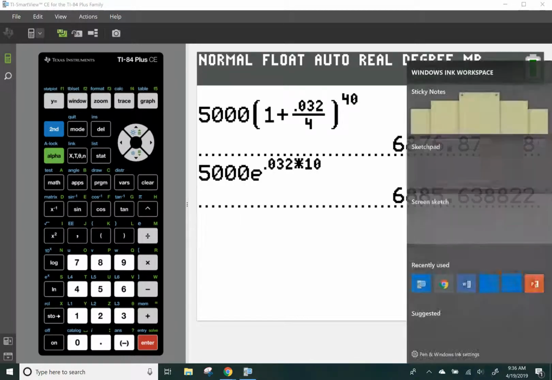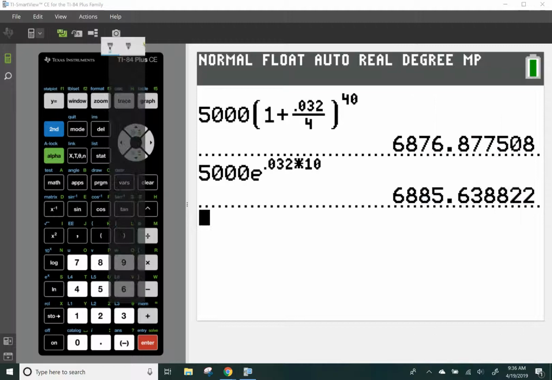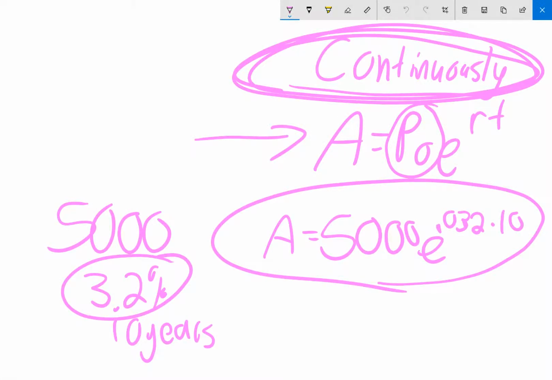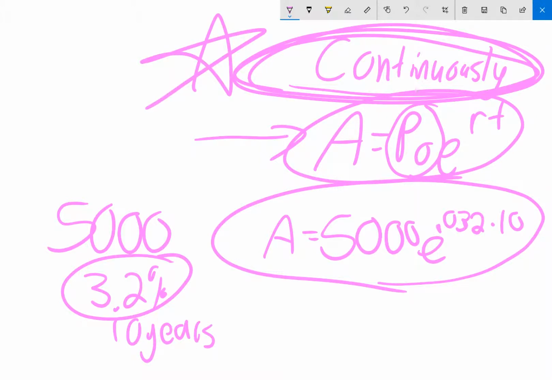That first one that we showed would be used if it's compounded a specific number of times, like annually, once a year, semi-annually, twice a year, quarterly, 4 times, or monthly, 12 times. Whereas this formula is only going to be used if it's compounded continuously. That word continuously is the giveaway. It tells you that you're going to use this formula. Okay.